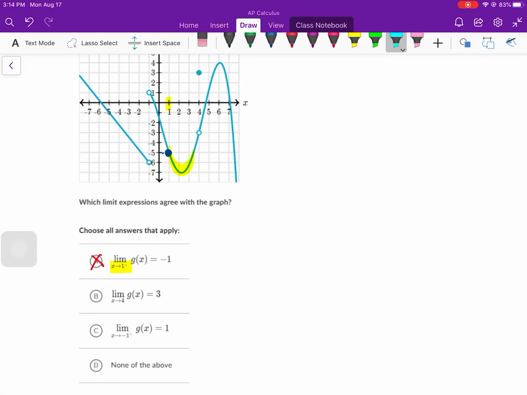The limit as x approaches 4. We've got to check both sides. From the left, it's approaching negative 3. And then also from the right side of 4, it's approaching negative 3, that same point as well. The actual function is 3 up here. Remember, we don't care about the actual function when we talk about limits. We care about what it's approaching. In this case, it's approaching negative 3. This one's saying that the limit equals 3. No, the limit doesn't equal 3. The limit is approaching right here, negative 3. So that one's also out.